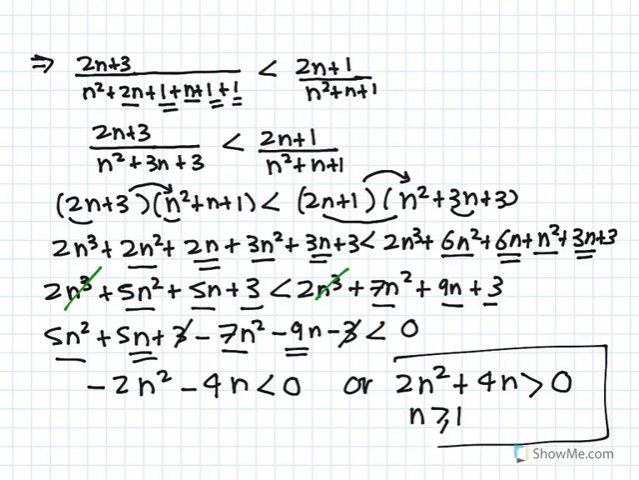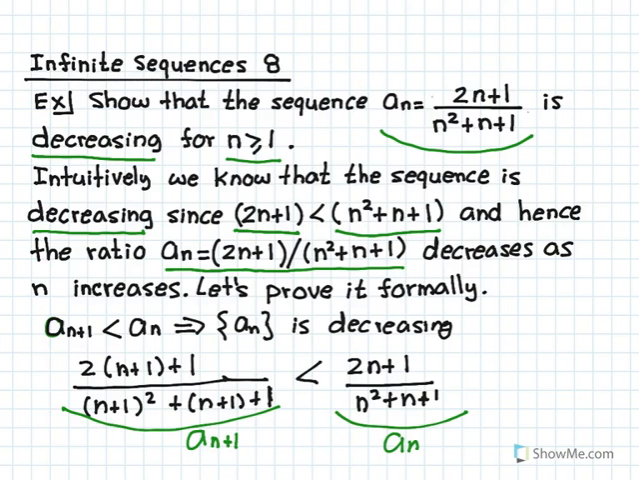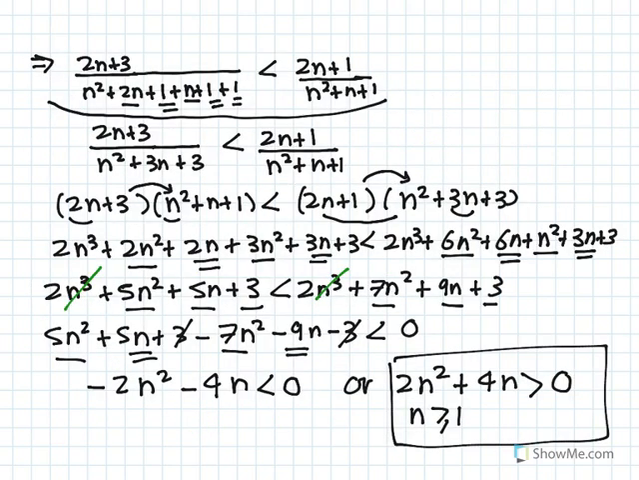And if this is a true statement, then this has to be a true statement, which is a_{n+1} less than a_n. Or equivalently, this is a true statement: a_{n+1} is less than a_n. So we have proven that this is a decreasing sequence.